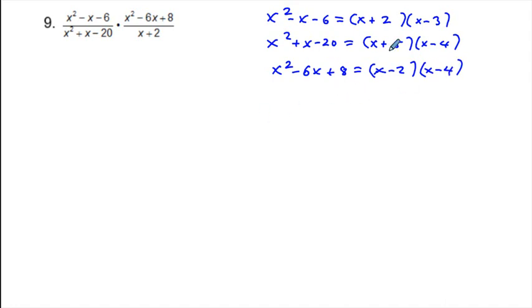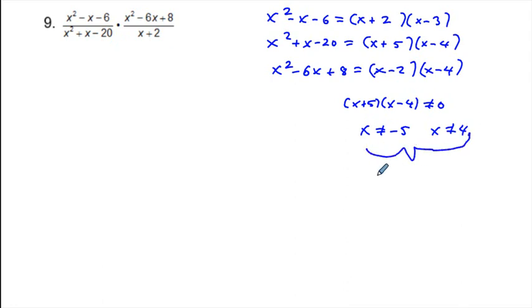And now for excluded values, we know that in our only denominator here, x plus 5 and x minus 4 cannot equal 0. So therefore x cannot equal negative 5, and x cannot equal 4. So these here are the excluded values.